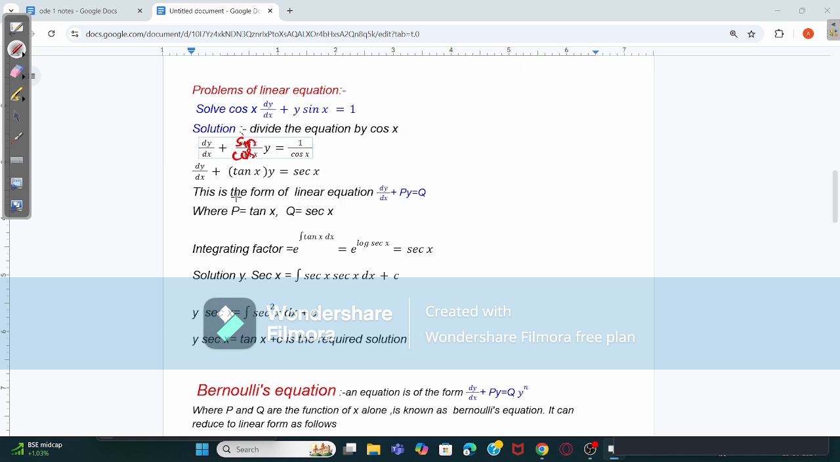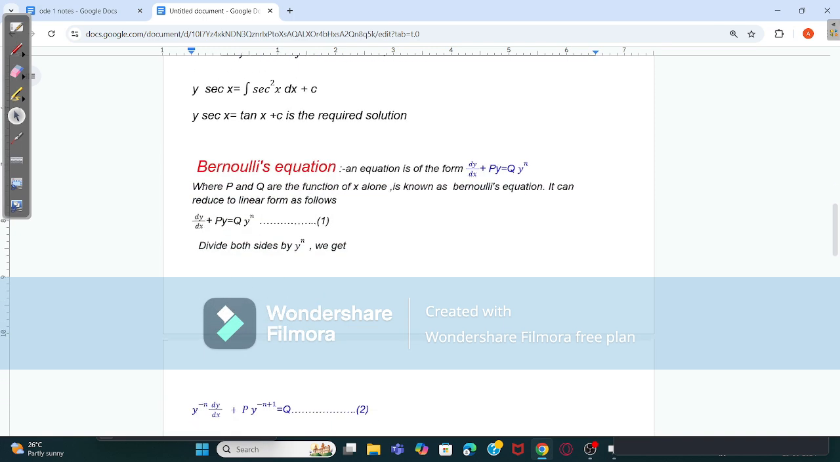This is the form of a linear equation dy/dx + Py = Q, where P is tan x and Q is sec x. The integrating factor is e to the power integral tan x dx, which gives e to the power log sec x, that equals sec x, since e and log cancel out. Solution: y times sec x equals the integral of Q times the integrating factor dx plus c. So y sec x equals the integral of sec squared x dx plus c, giving y sec x = tan x + c, which is the required solution for this linear equation.